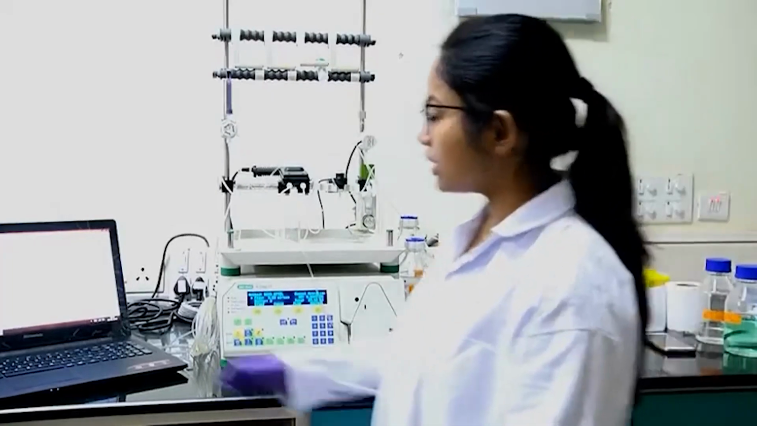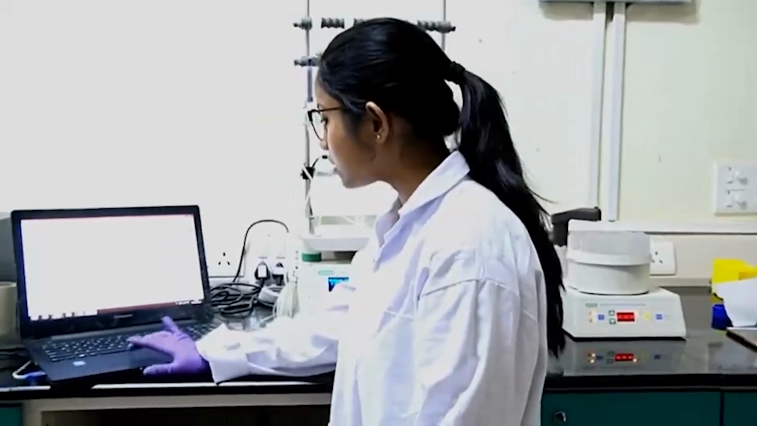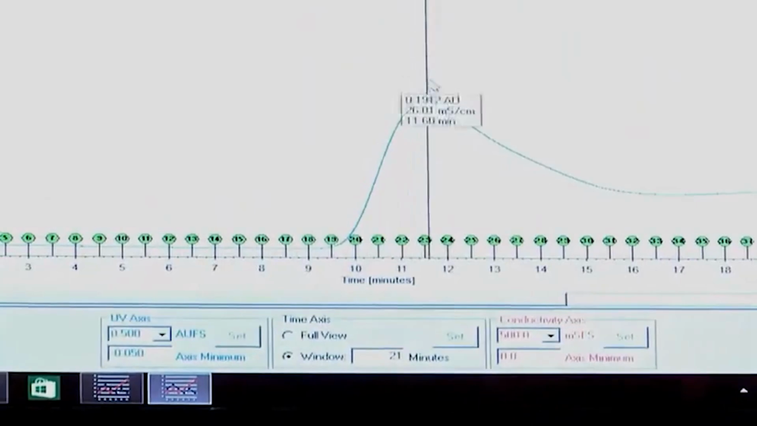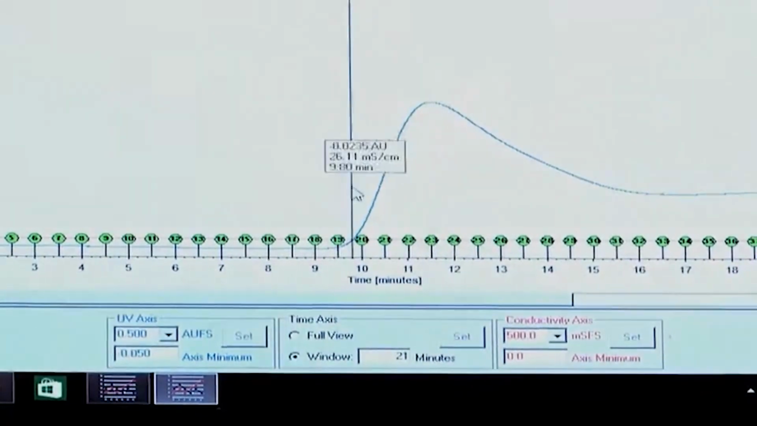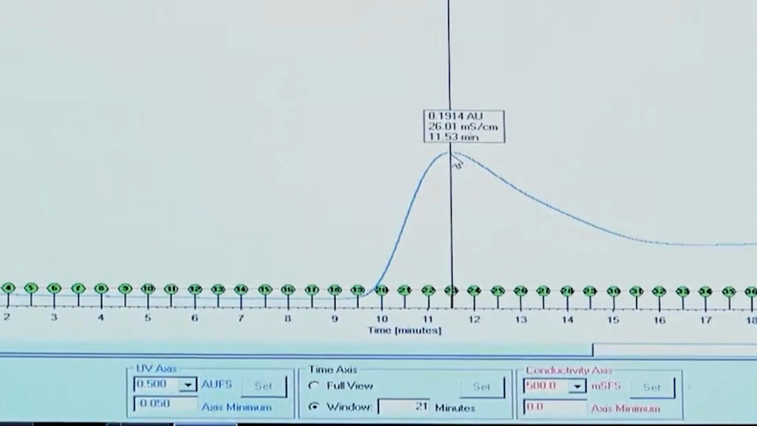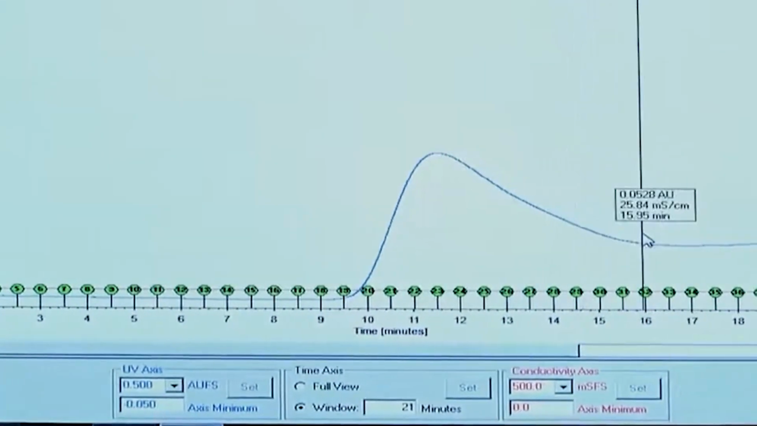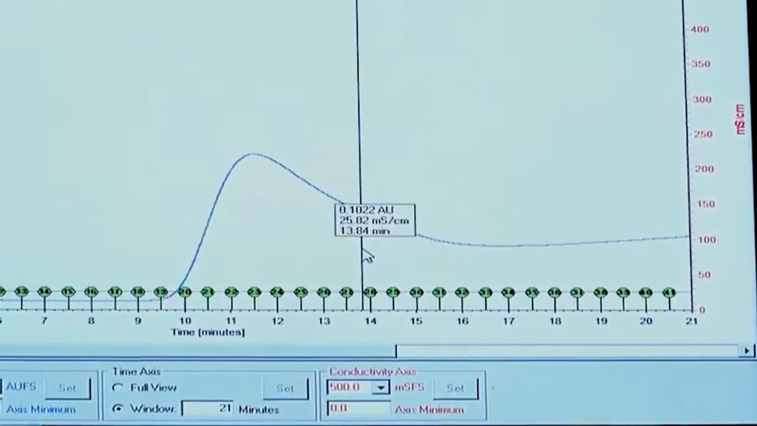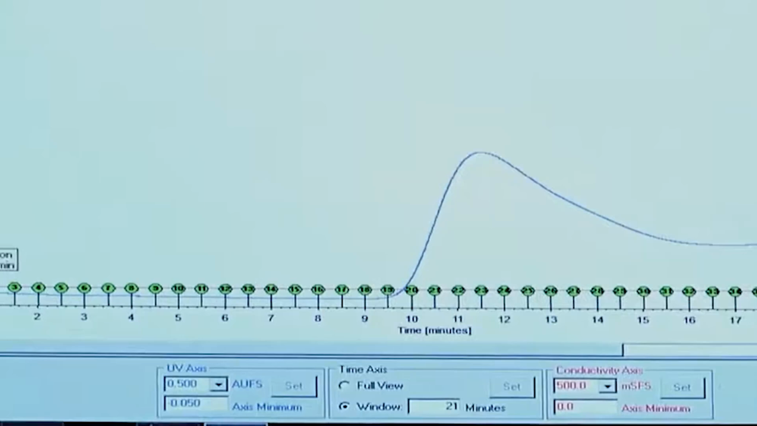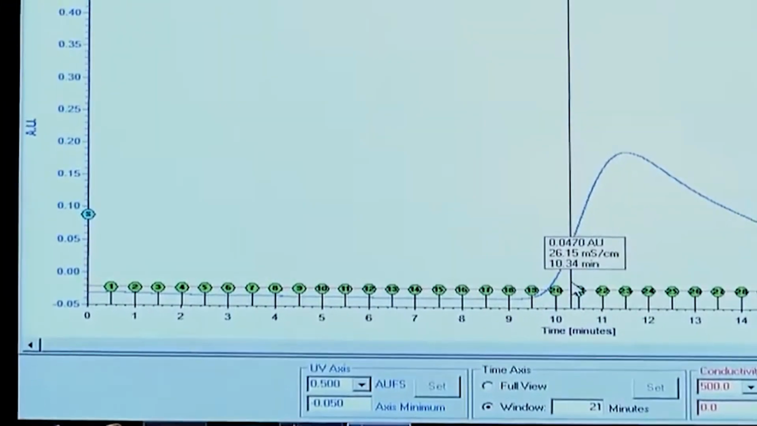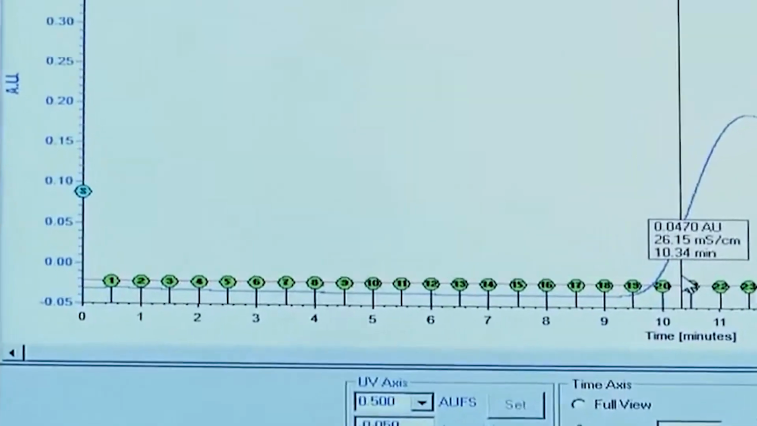Now our program has finished. In this monitor you can see it was going as a constant line, then the blue line went up here. This peak shows that my protein has come out from the column, and then it went down as all the protein has come out, and then it became flat again. As I mentioned earlier, these green marks show in which fraction my protein is collected.